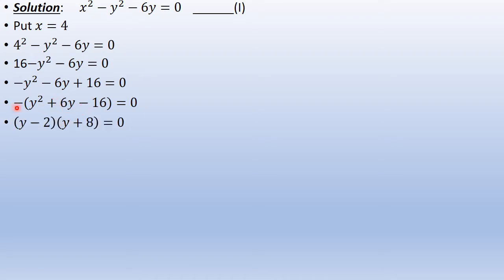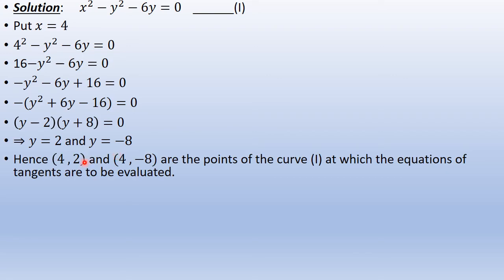This negative sign, you can say that you have multiplied both sides with the negative sign. You know what to do with it. And then you factorize it. As a result, you get two values, y equals 2 and y equals minus 8. It shows that for x equals 4, we have two values of y. It means there are 2 points. One point is (4, 2) and the other point is (4, minus 8) on this curve at which the equations of tangents are to be evaluated.